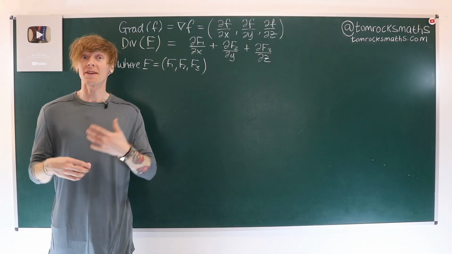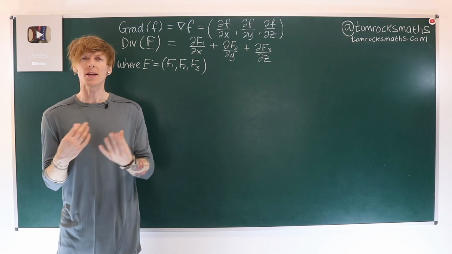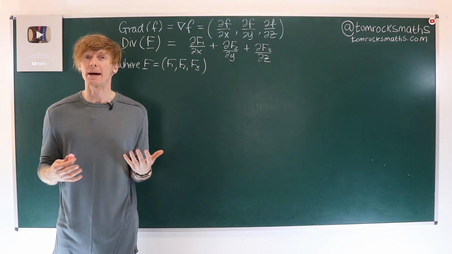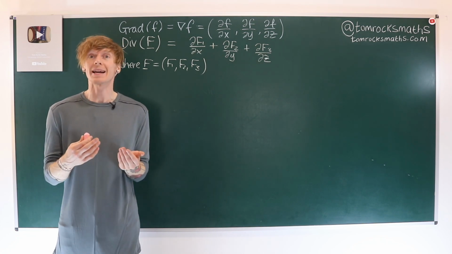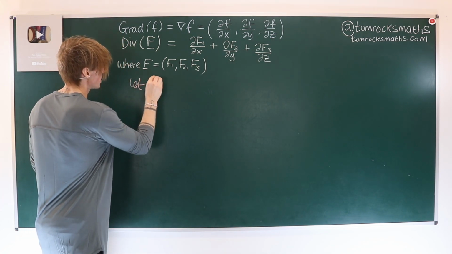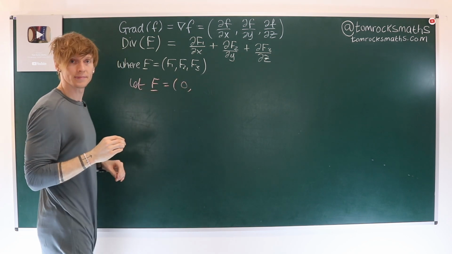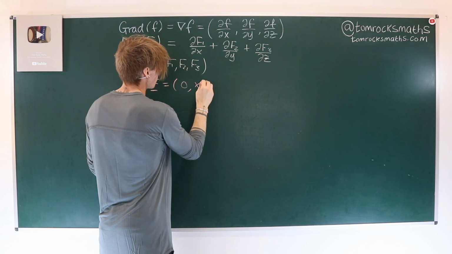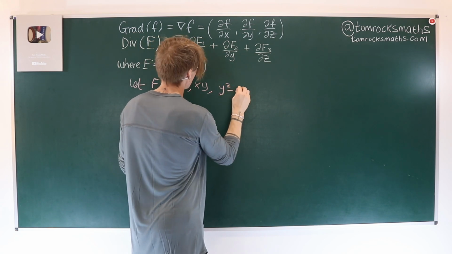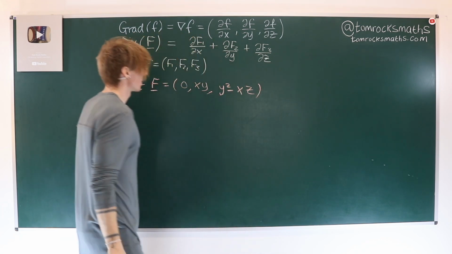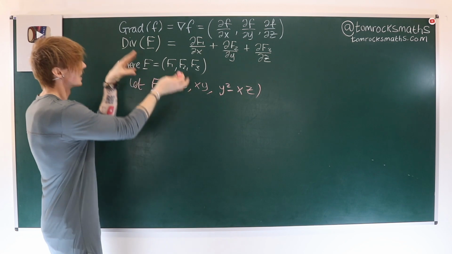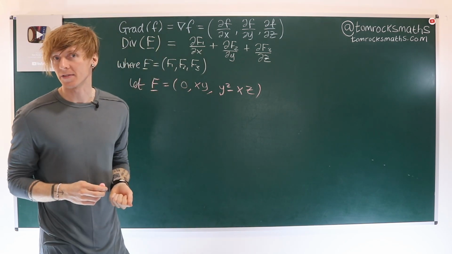So now that we have a definition for the divergence and some understanding of what it represents physically, let's go through a couple of worked examples. To begin with, suppose I have the following vector field. Let f be equal to 0, then xy, and finally y squared minus xz. So we have a three-dimensional vector field, so we have all of the components we need to plug in and calculate our divergence.